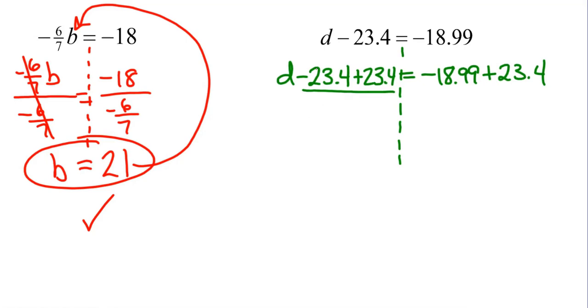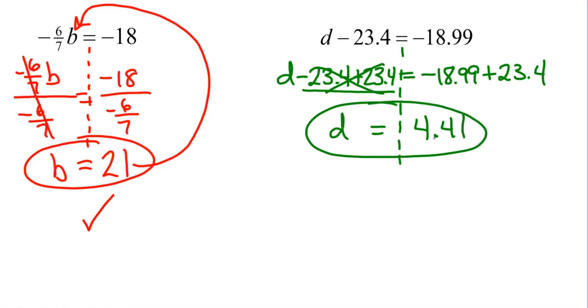These terms cancel each other out. d equals negative 18.99 plus 23.4, which is a positive 4.41. And there's my solution. And then as always, if I plug that back in the original, 4.41 minus 23.4 does give me negative 18.99. So I know that that is true, and that is my solution.